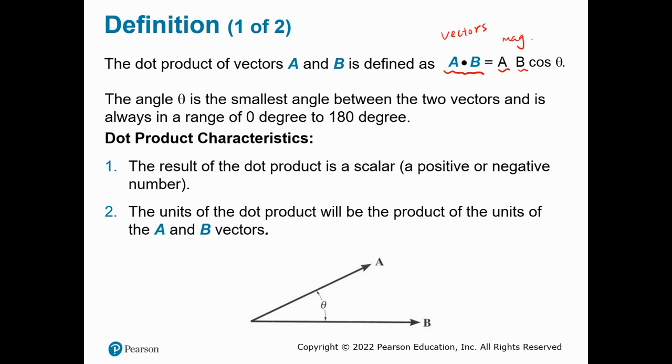Several characteristics about the dot product. The result of the dot product is a scalar. Scalar means that we only have a number. It can be positive, it can also possibly be negative, but it will only be a scalar, meaning a number with magnitude but no direction. Also, number two, the units of the dot product will be the product of the units of the A and B vectors. So whatever unit you have for vector A, whatever unit you have for vector B, multiply them together. That will be the unit of the dot product result.